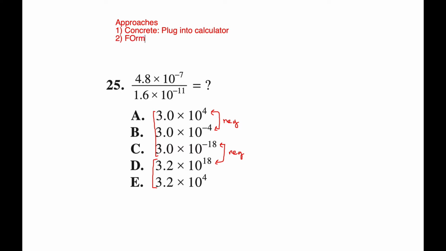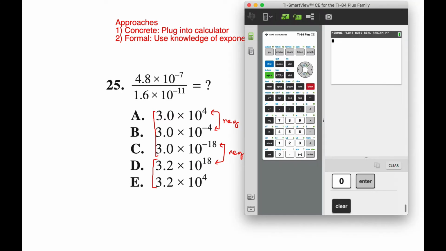And then the second one is going to be the more formal way, which is going to be use our knowledge of exponent rules. Now, with this more concrete way of plugging into our calculator, the reason why it seems like we can do that here is because they're literally just giving us a numerical expression, which we could enter directly into our calculator, and presumably it'll come up with some answer. And then all of these answer choices, even though they're in scientific notation, theoretically we should be able to match up whatever we get with one of those answer choices. So let's go ahead and start with that.